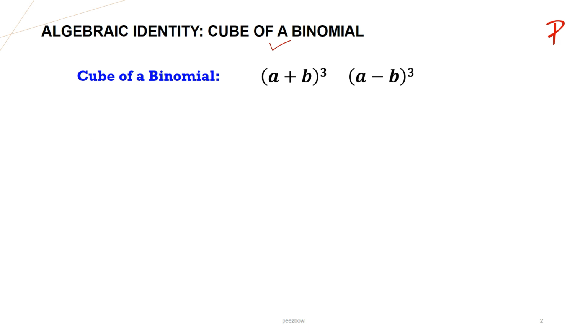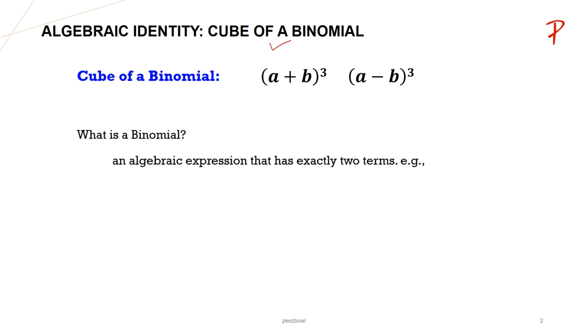So let us begin. Before we jump into the identity itself, let's recall what a binomial is. A binomial is an algebraic expression that has exactly two terms. For example, a plus b, x minus y, 3p plus 2q. These all are examples of binomials.